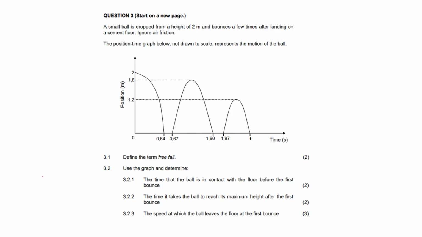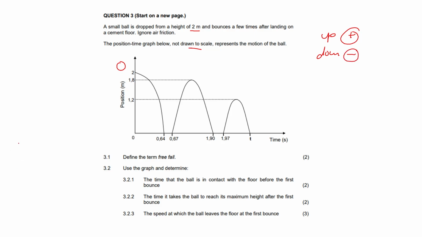Hi guys, let's take a look at this question where we have a small ball that is dropped from a height of 2 meters and it bounces a few times after landing on a cement floor. They give us this position versus time graph that is not drawn to scale to represent the motion of this ball. So the ball drops from here and it drops down, up, down, up, down. You can decide whether you're taking up as positive or down as positive. I'll take up as positive and down as negative.